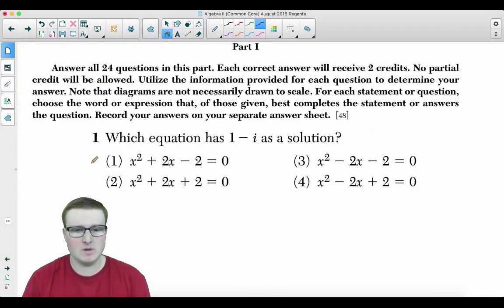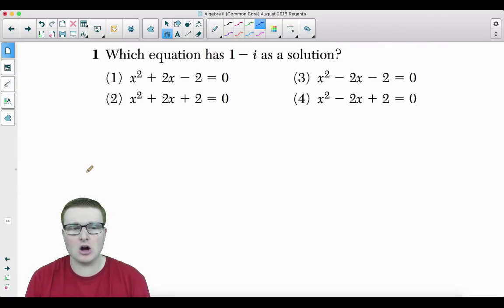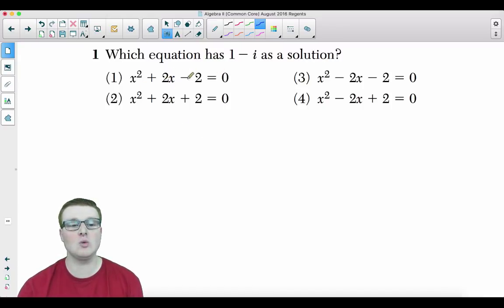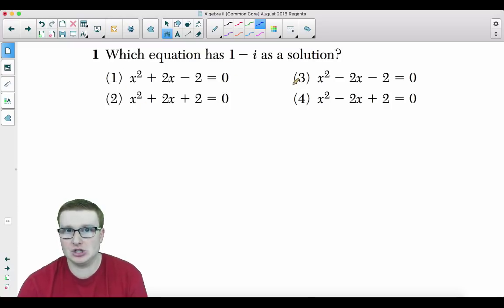Number 1. We begin with not a hard question, not an easy question, but an annoying question. Which equation has 1 minus i as a solution? You're given all of these quadratic equations, and you need to do either completing the square or the quadratic formula to get 1 minus i as a solution. The fastest way to get this answer, because you don't want to be doing the quadratic formula 4 times.